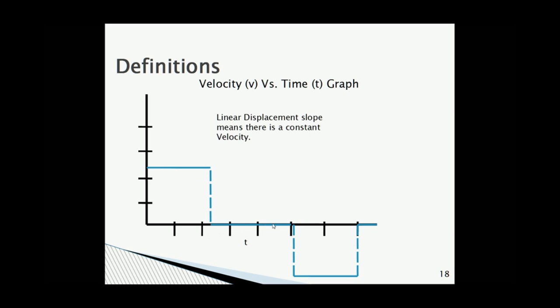From this point to this point, this was the plateau on the displacement versus time graph. You have no velocity. So no change in displacement means zero velocity. And from this time point to this time point, you had a negative change in displacement. Therefore, you had a negative velocity. And for the remainder of the time, you had no change in displacement, so you had no velocity.